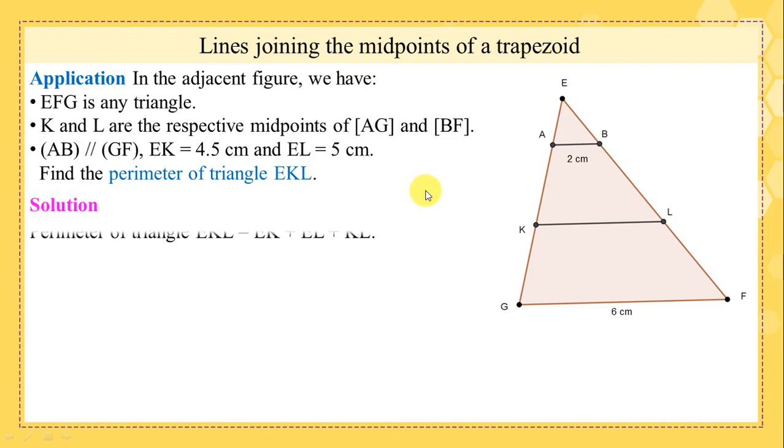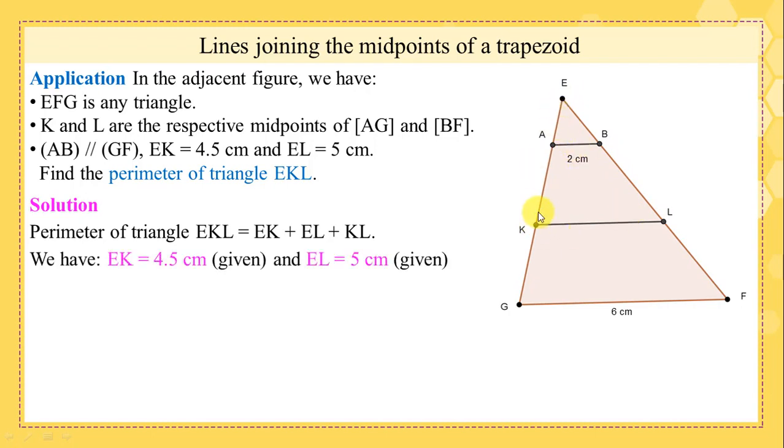Solution. First, the perimeter of triangle EKL is the sum of its sides EK plus EL plus KL. So the perimeter of triangle EKL is equal to EK plus EL plus KL. EK is given 4.5 centimeter. EL is also given 5 centimeter. We have also AB is parallel to GF by given. Also AG and BF are non-parallel.